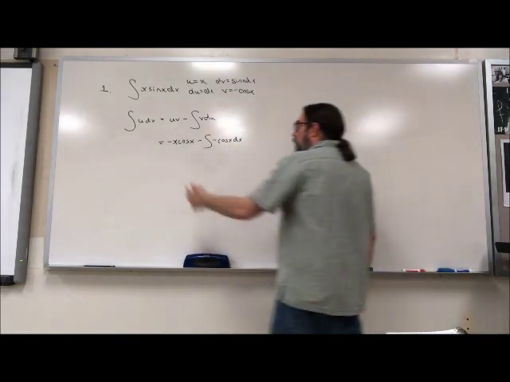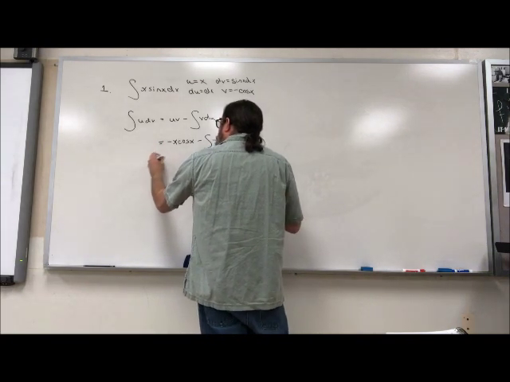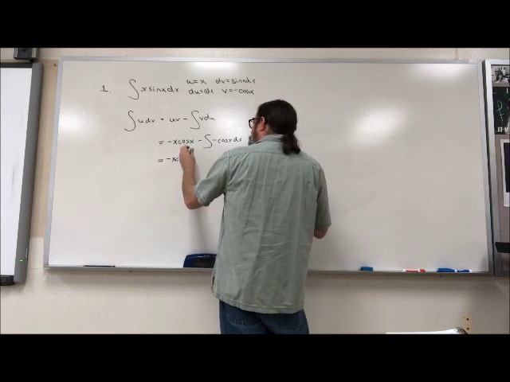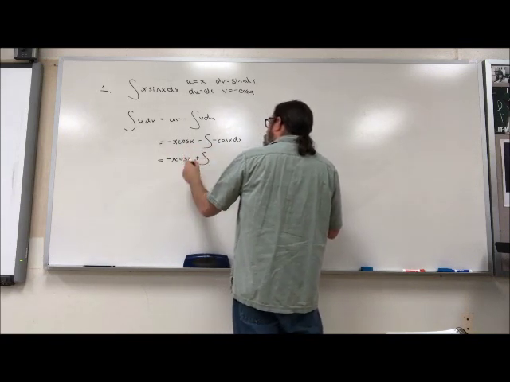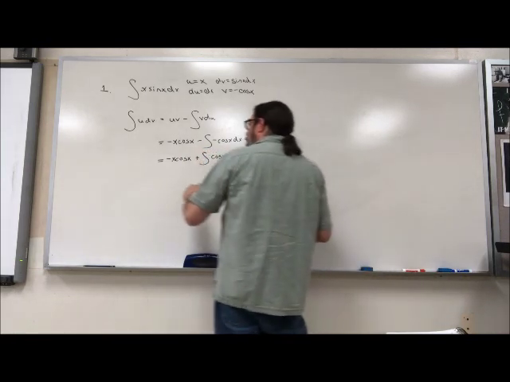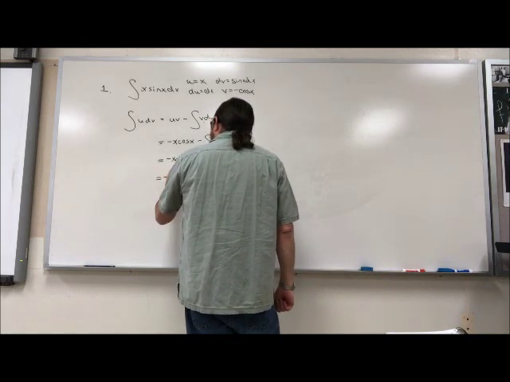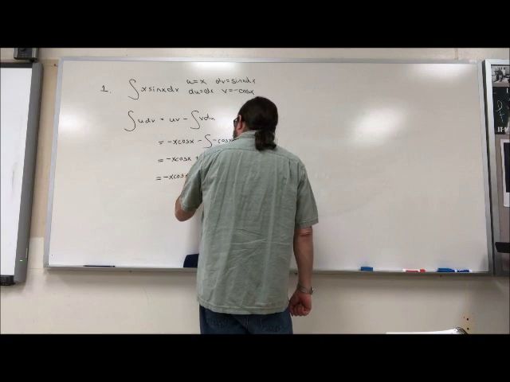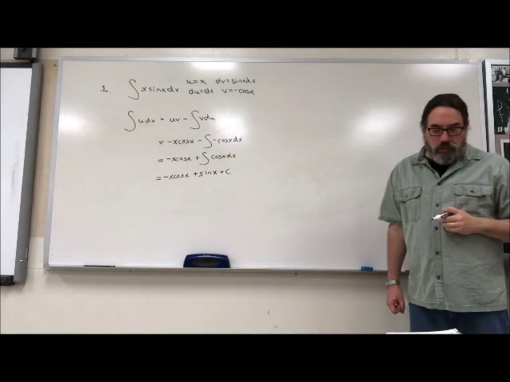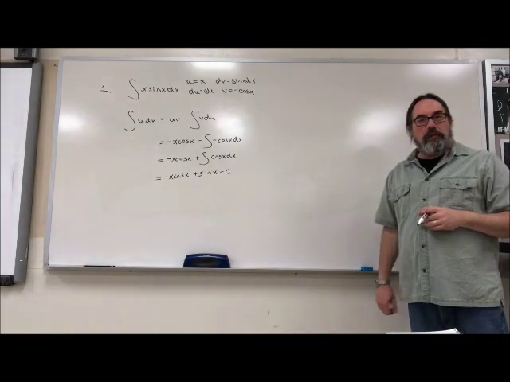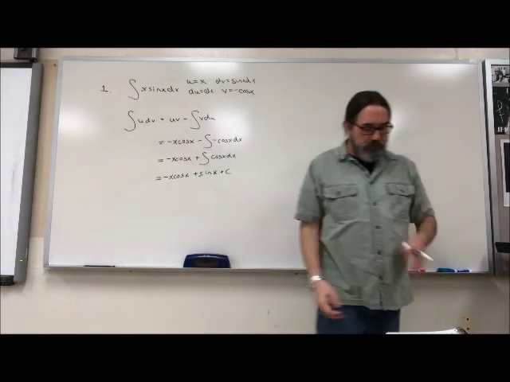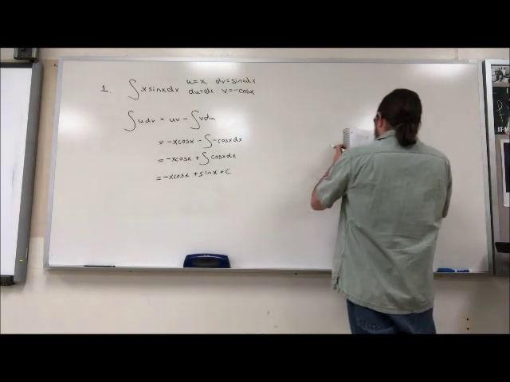So we're almost there. This is negative x cosine x. These negatives can cancel, so I'm going to have plus the integral of cosine x dx, and we know that that is sine x, so the answer is negative x cosine x plus sine x plus c, because it is an indefinite integral. And if you want to check it, find the derivative, you will find that the derivative of this is x sine x. All right, now number 3.